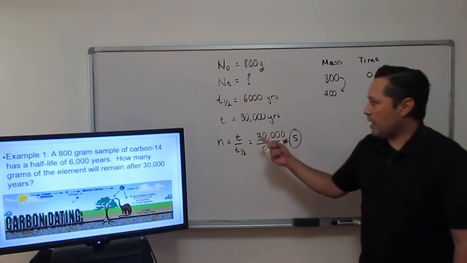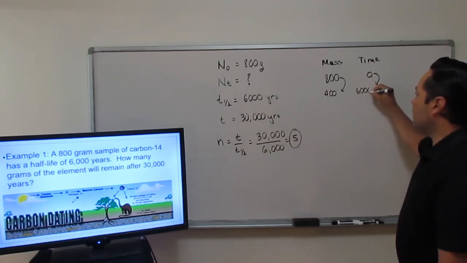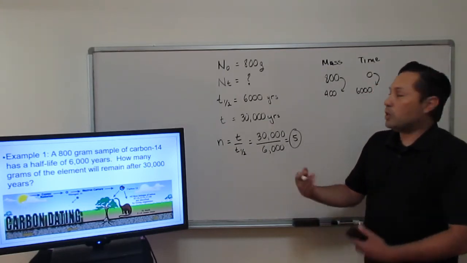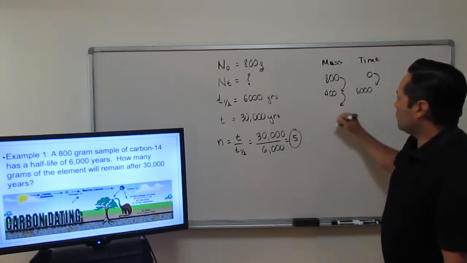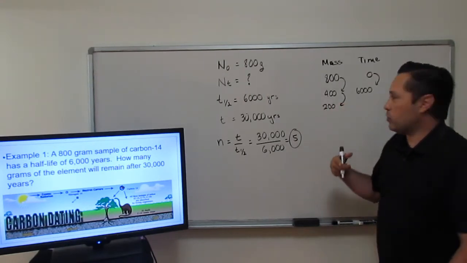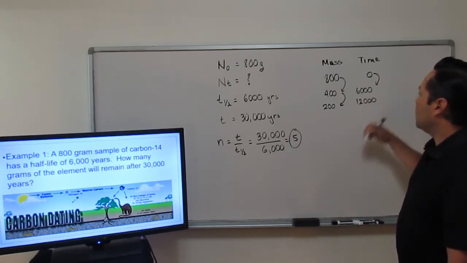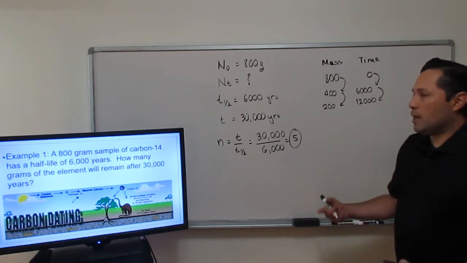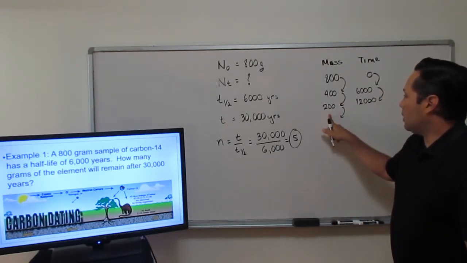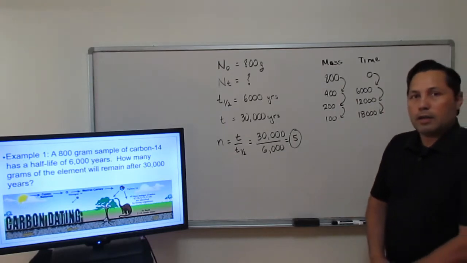How long did that take? Well, the half-life takes 6,000 years. So, if 1 half-life went by, that means 6,000 years have gone by. And then you keep on going. Half of 400. 200. That's another half-life. So I need to add another 6,000 to this. That's the next one. Keep going. Half of 200. 100. So I add another 6,000. And you keep on going.